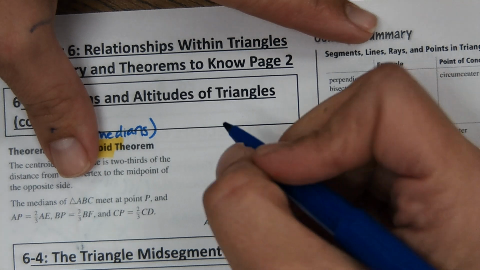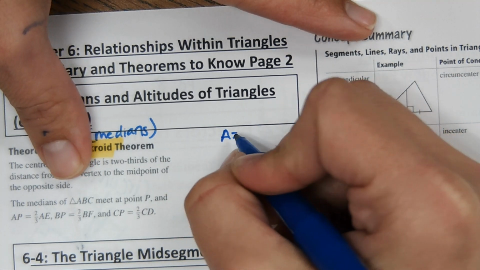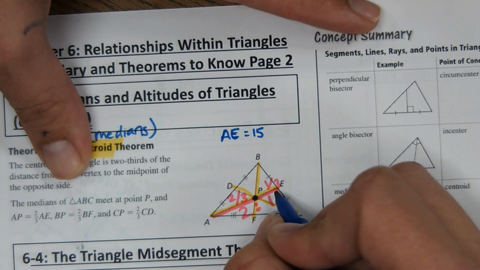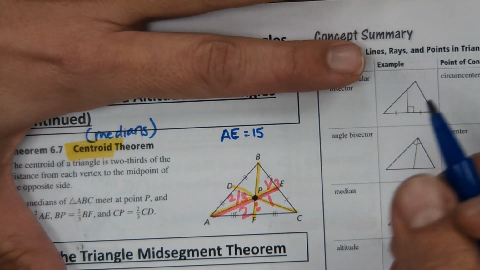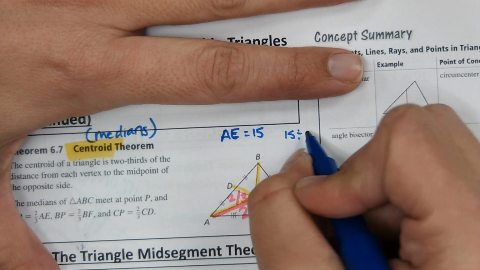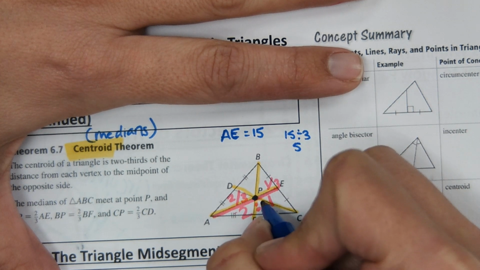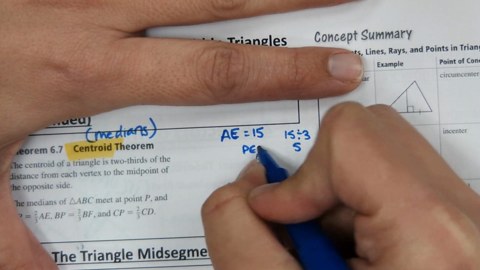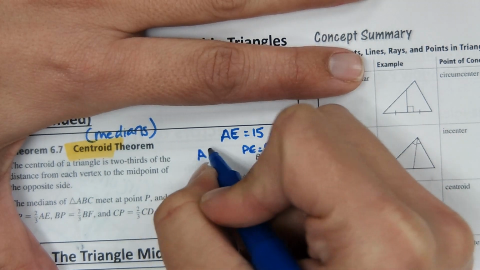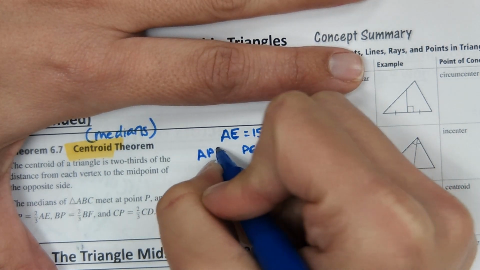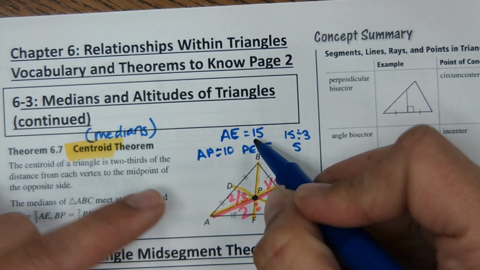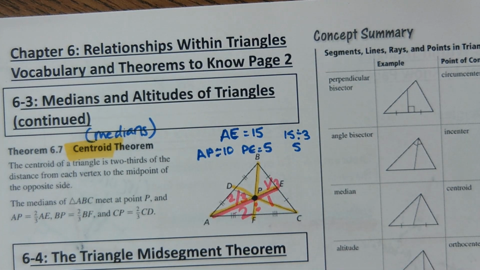So for example, if AE was 15 units, like this whole segment was 15 units, you could do 15 divided by 3 to find the amount of 1 part. So PE would be 5, like the shorter side is 5. And then AP would be double that, which is 10. Like 10 plus 5 is 15. So that's the math of it.